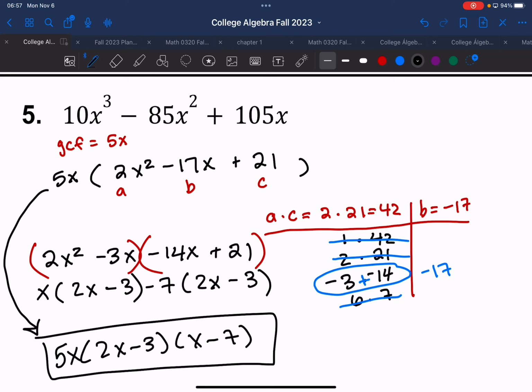Before, we never had a GCF, so we never had to bring anything down. But if we don't have a GCF, we always assume the GCF is what number? 1. And we don't write a 1 in front because that does nothing for our problem. So technically, we are having the GCF in the answer every time, but we don't need to write 1 times something because it doesn't change the problem.